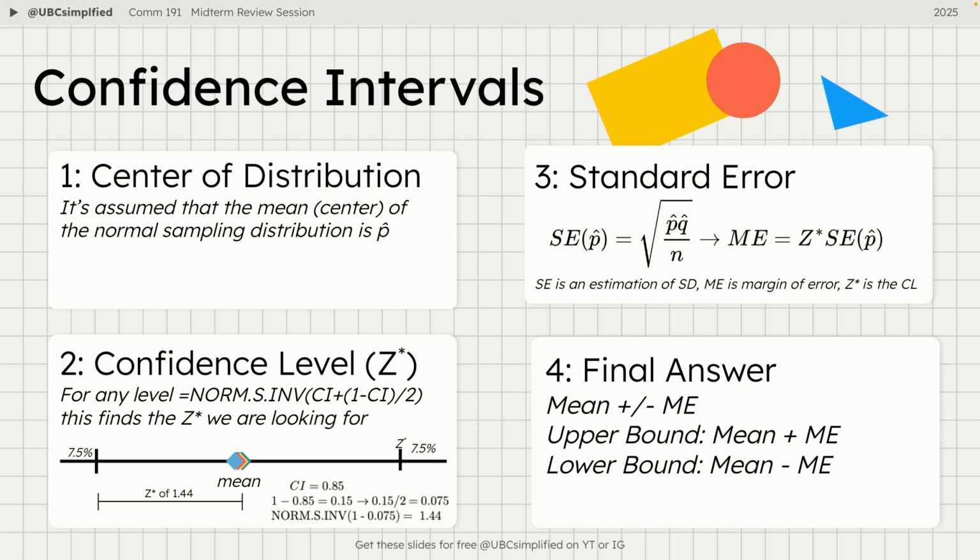So you start off with your mean, then you get your confidence level, you pick it, let's say it's 85%. You figure out what your z star would be by using norm.s.inv function, and then you multiply that by your standard error, which you calculate using p hat, which is the proportion you got from your sample, q hat, n, do all of that, and then you add and subtract it to give you your final answer. Are there any questions with that?